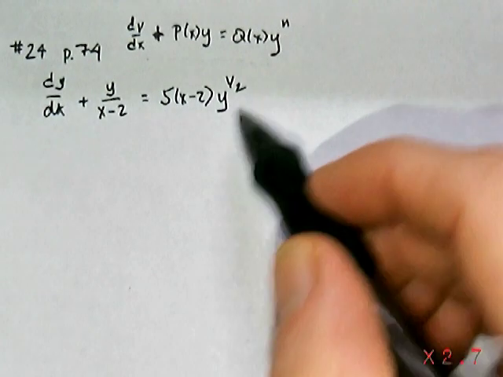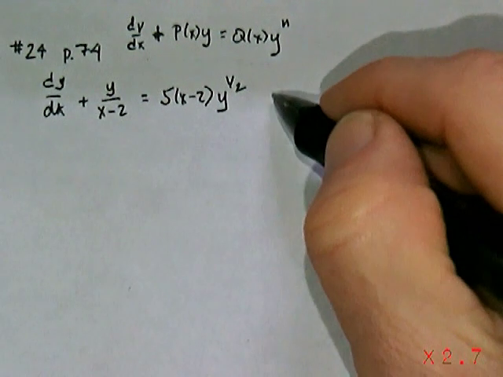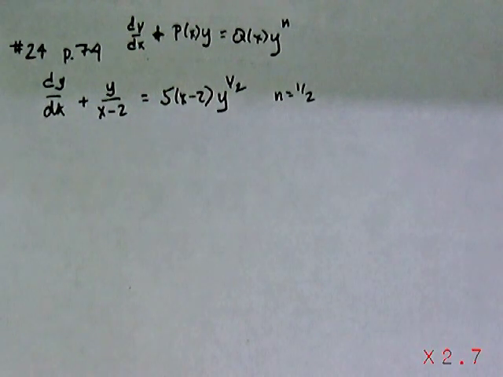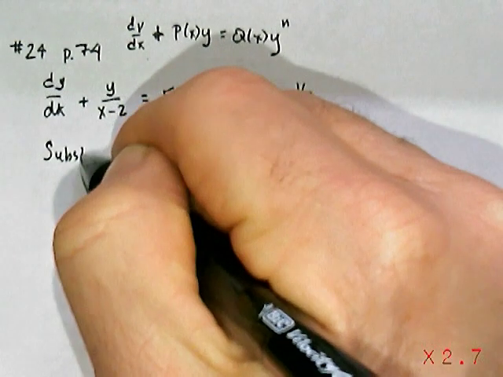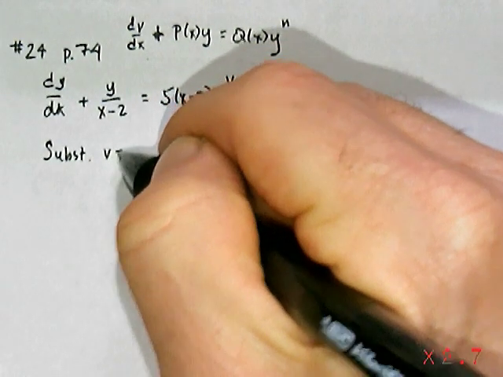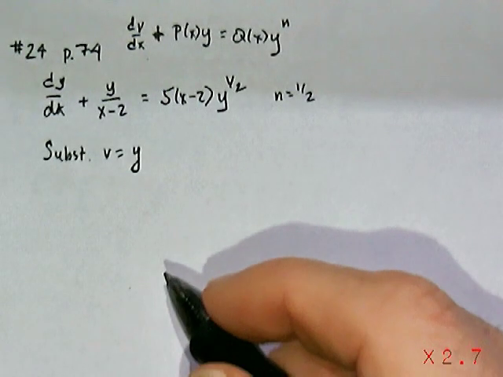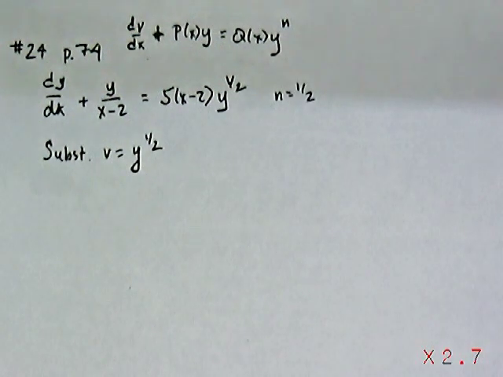So for this particular problem, we can see immediately that it fits this form very nicely, where in this case n is equal to 1/2. It's actually a fraction, which is perfectly fine. So the substitution that we make for Bernoulli equations is always that v will be equal to y to the 1 minus n power, in this case the 1 minus 1/2 power. And so that'll be the substitution we make for this problem.